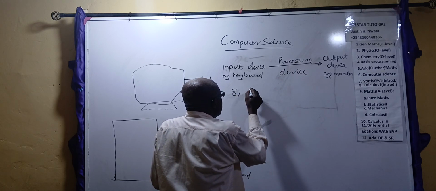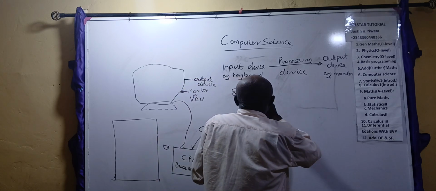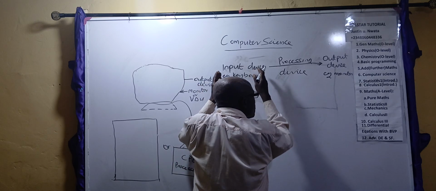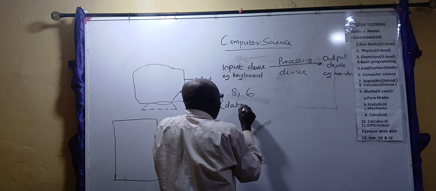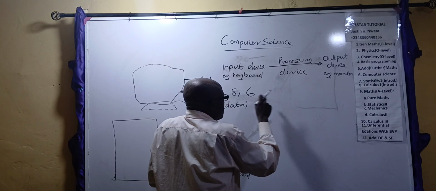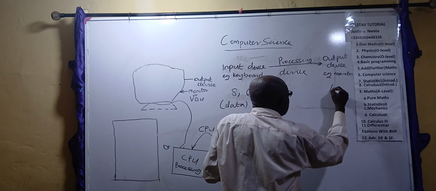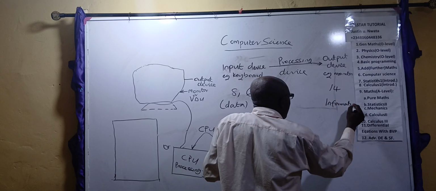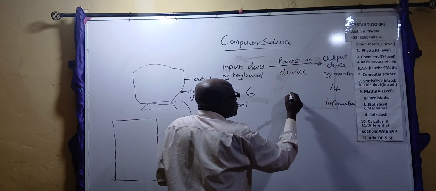Eight is a number. Six is a number. These 8 and 6, which you put into this computer, we refer to them as what? Data. When data is processed, it becomes what? Information. Processing depends on how you want it. What processing have I done between this 8 and 6? The processing I have done here is addition.